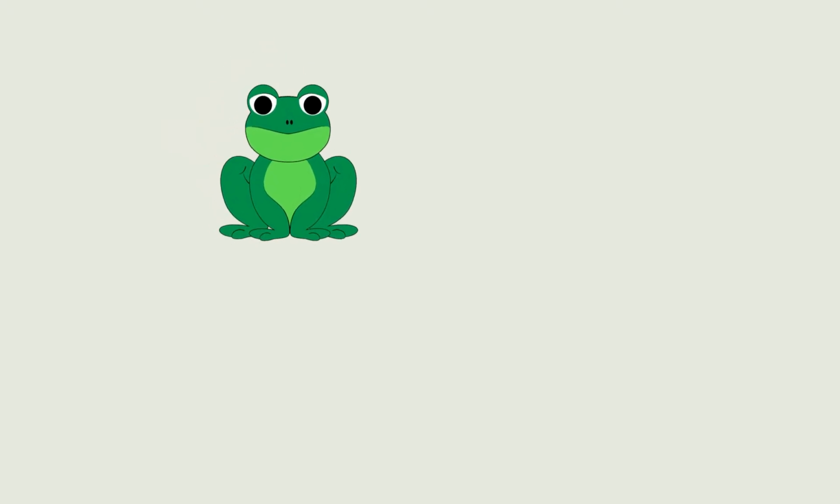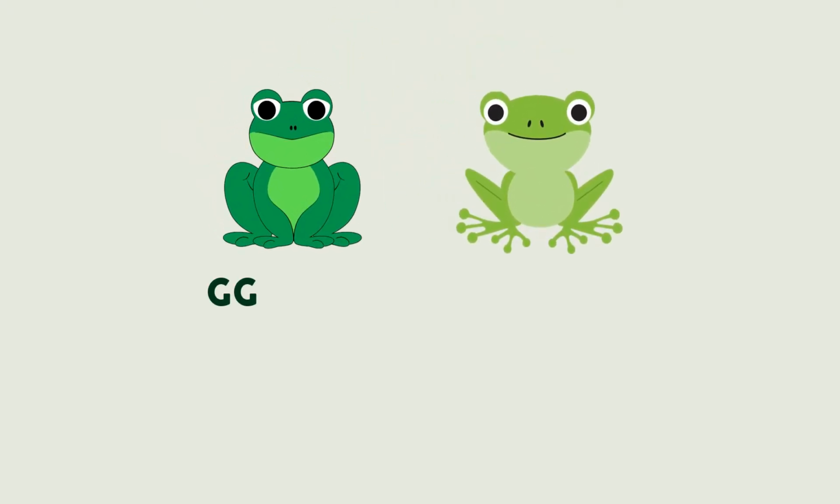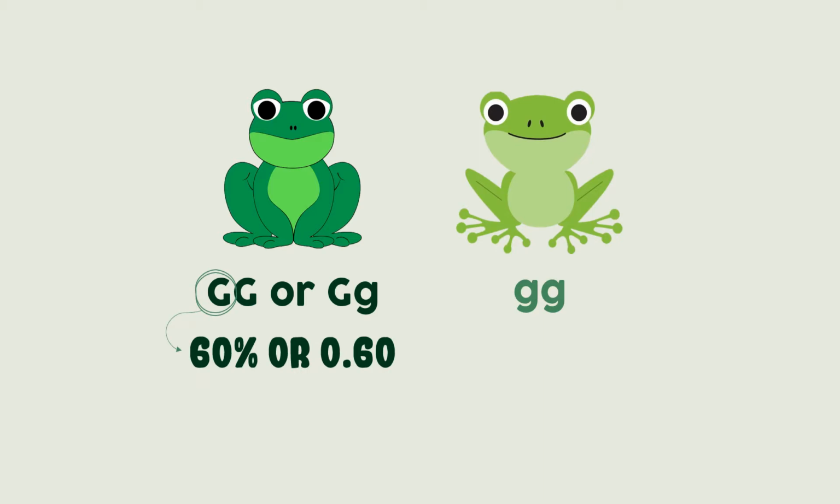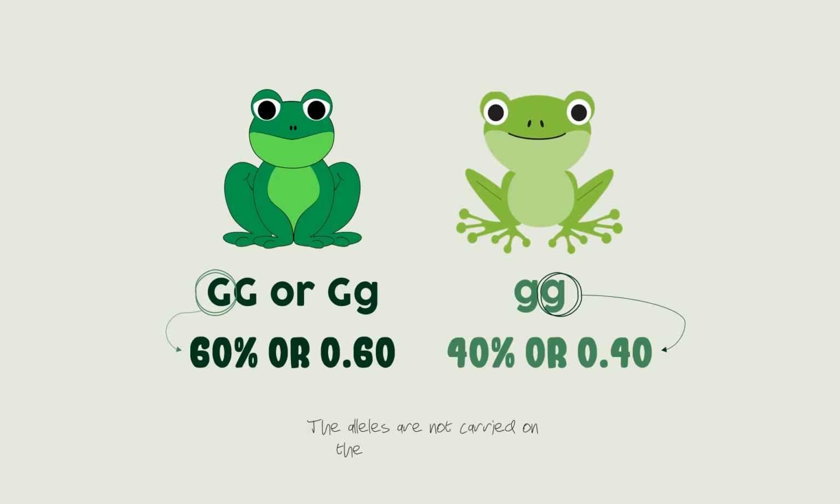Let us assume we are studying a population of frogs with members that have dark green and light green colors. The dark green frog carries at least one dominant allele, big G, while the light green color carries 2 recessive alleles, small g. It is also given that the frequency of the dark green allele is 0.6 and the frequency of the light green allele is 0.4. The population under consideration is in Hardy-Weinberg equilibrium, and the big G and small g alleles are not carried in the same sex chromosomes.